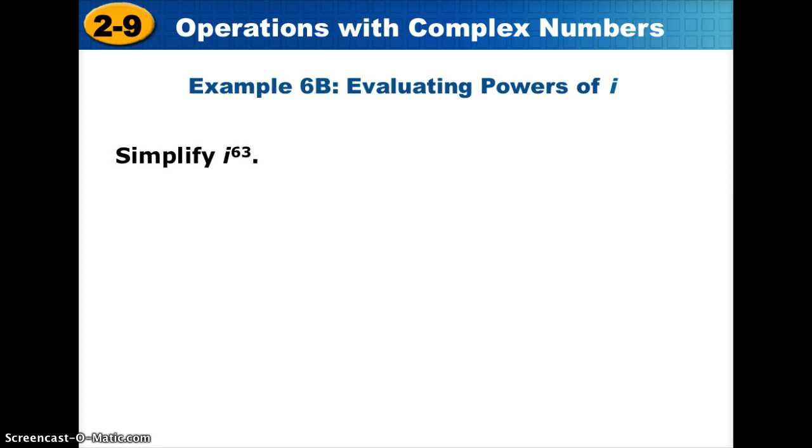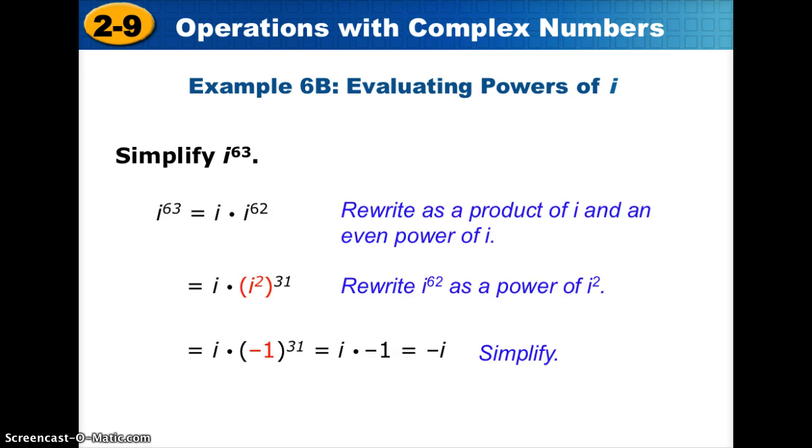We have another example. Turn off the video, practice, and then turn the video back on when you're ready to check your answer. The way that we did this one in class is we took 63, we divided by 4, that gave us 15 remainder 3. And that remainder 3 is going to indicate that we have this negative i result.